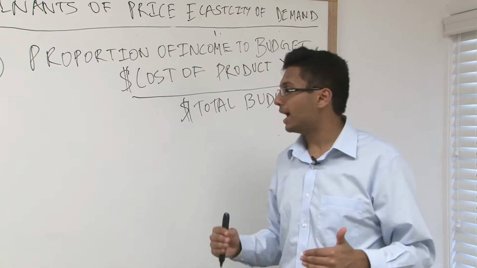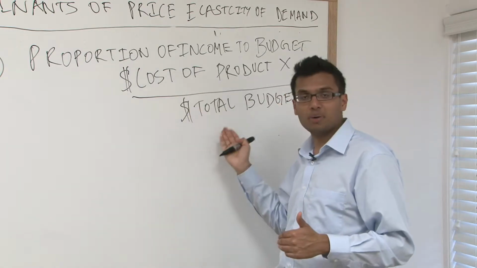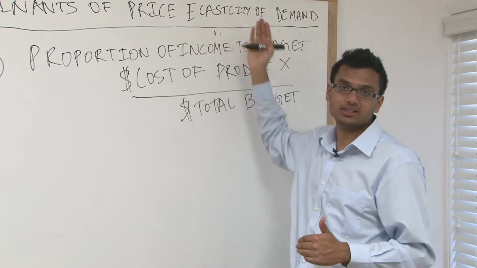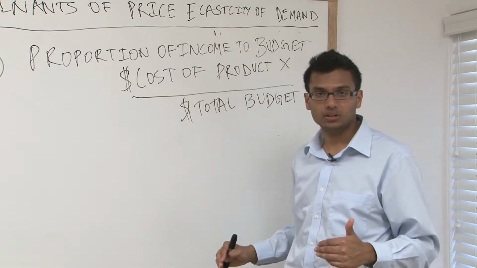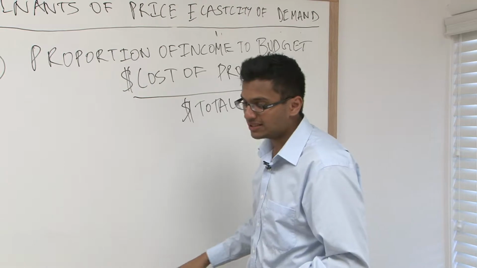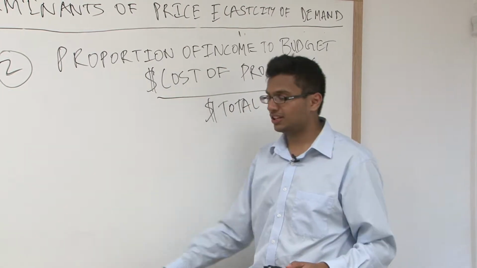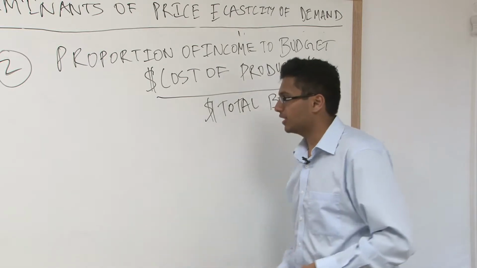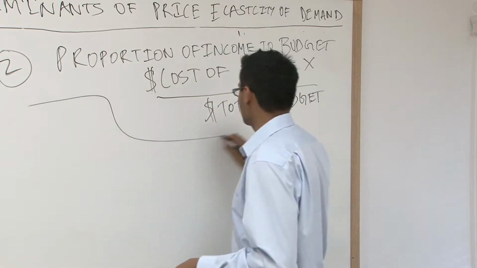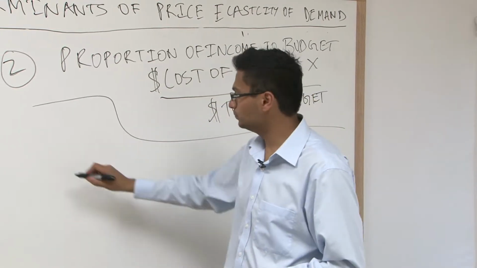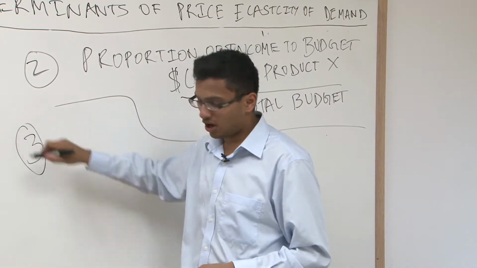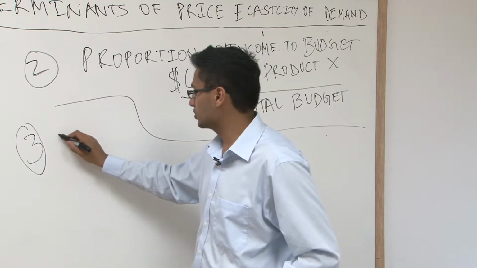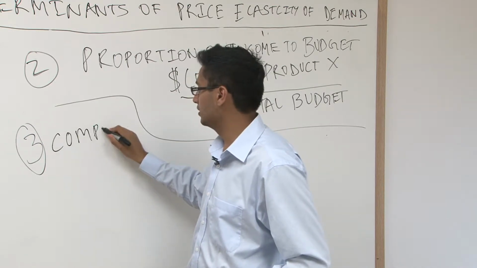And that's why the cost of product X to the budget is important in deciding how your elasticity of demand is going to play out. Okay? So lastly, this is all connected. But the third one, I'm not going to erase this one. I'm just going to section it off and write number 3 here. The last one we're going to talk about is the competitive structure of the market. So write that down. Competitive.